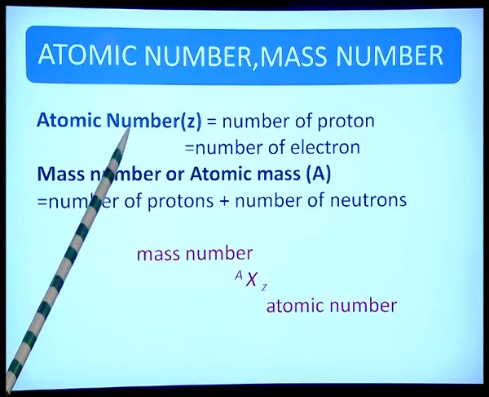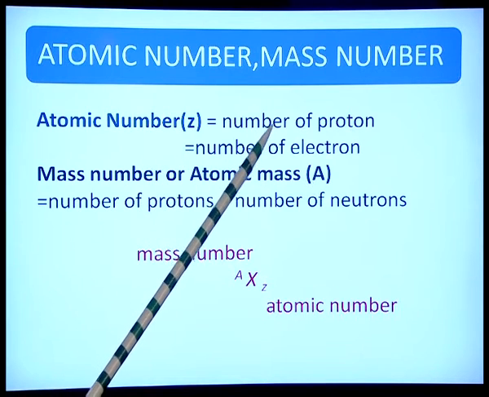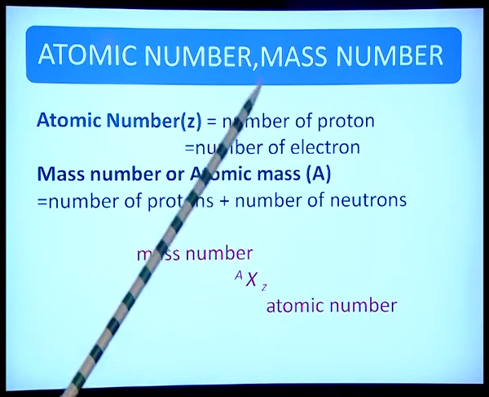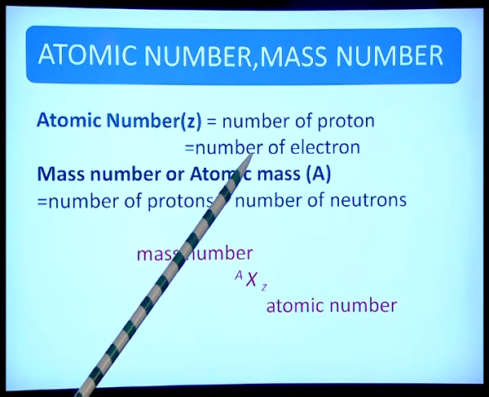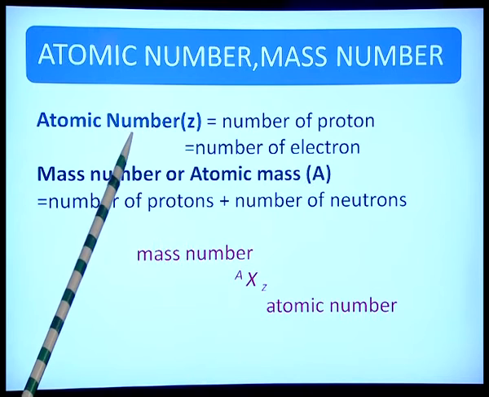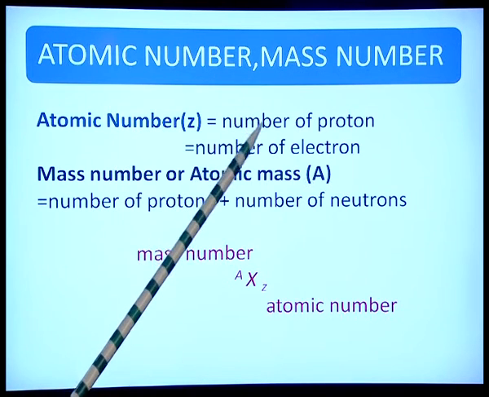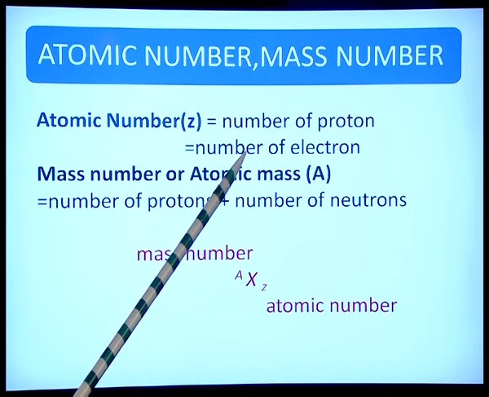Learner, after understanding the constituent particles of an atom, electron, proton and neutron, let us understand the concept of atomic number, mass number, isotopes and isobars. Atomic number, as you can see on the slide also, is the number of protons in an atom. This is equal to the number of electrons in an atom. So, atomic number is the number of protons or the number of electrons in an atom.